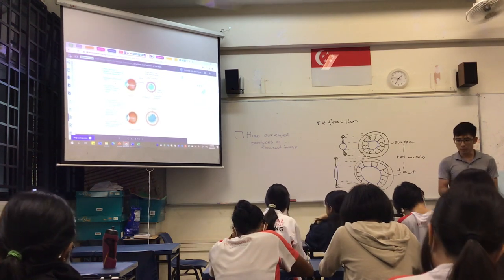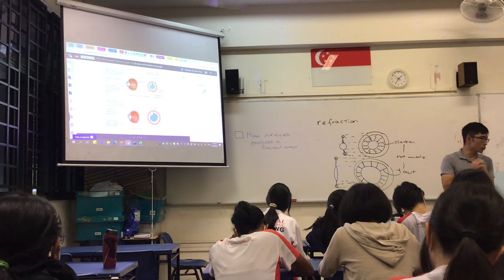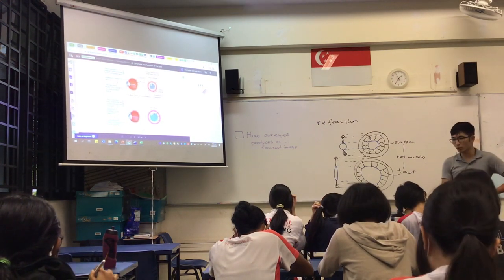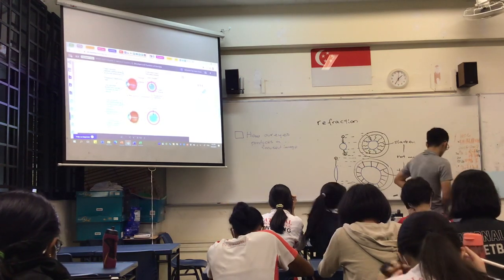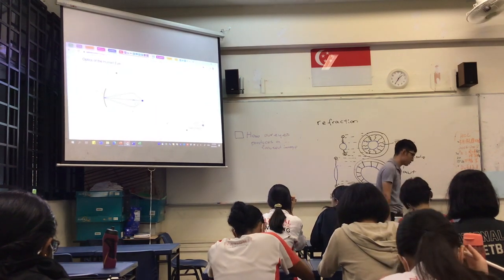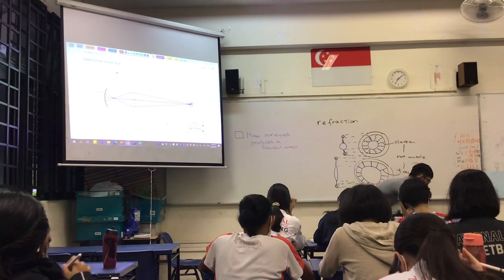Now, why learn about all this? When might we want to use a lens that is more convex, thicker? When might we want to use a lens that is thinner and less convex? If you can, you can pull out this simulation and we can have a look at how all this comes into play.